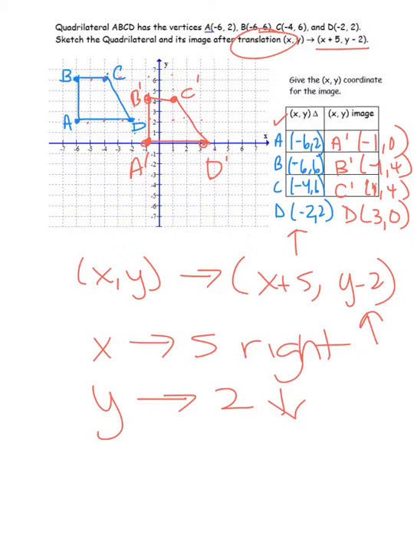For B, I take -6 plus 5, which gives me -1. 6 minus 2 is 4, so that looks good for my x and y coordinates. I can do the same thing with C. I have -4 for x plus 5 gives me 1. For my y coordinate, I have 6 minus 2 gives me 4, so that one looks good. And my last coordinate, D going to D prime, is -2 plus 5 gives me 3. And 2 minus 2 for my y coordinate gives me 0, so that looks good. So it looks like I'm all set with that translation.